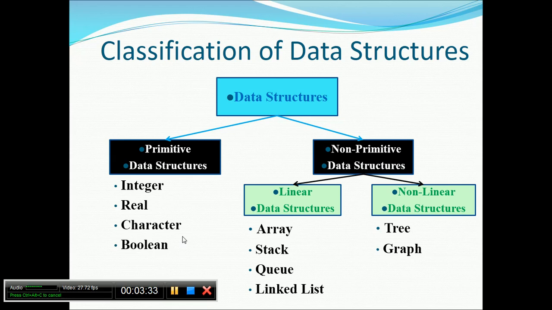Come to the non-primitive data structure. Non-primitive data structures are divided into two parts. One is linear, the second is non-linear. Now, whenever I call something a linear data structure, there are two basic ideas, or you can say two basic constraints. The first, either the memory should be accessed in a linear fashion, either they are stored in a linear fashion or they are accessed in a linear fashion.